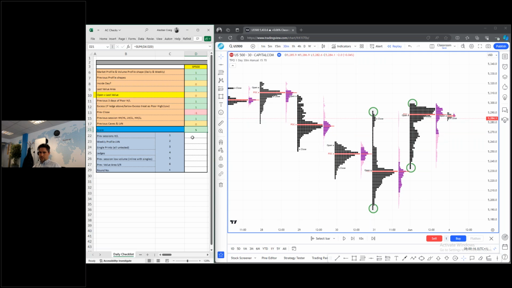Now, having gone through those checks, what I'm left with is a score of 5. Okay, that is absolutely fine. Generally, for me, I'm looking for 3 or more. Depends on how much confirmation you want. 5 is more than sufficient.